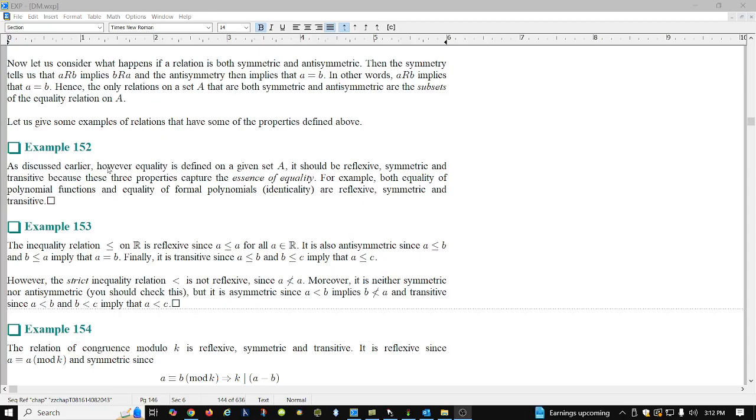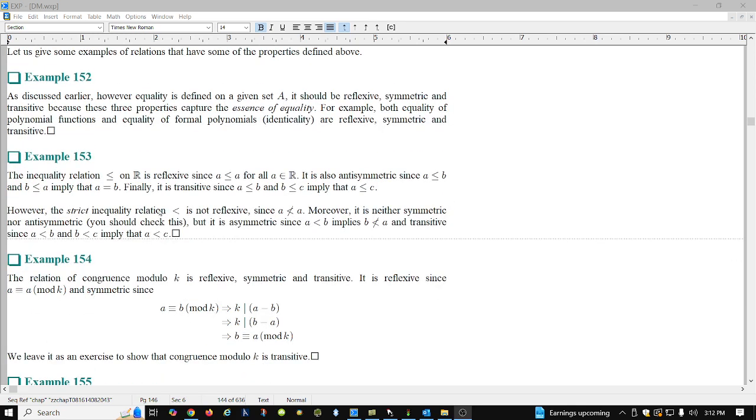Equality of polynomial functions is reflexive, symmetric, and transitive. Equality of formal polynomials, identicality, or formal words is reflexive, symmetric, and transitive. The inequality relation less than or equal to on R is reflexive. Every real number is less than or equal to itself. It's also anti-symmetric, since A less than or equal to B and B less than or equal to A imply that A equals B, and it's transitive.